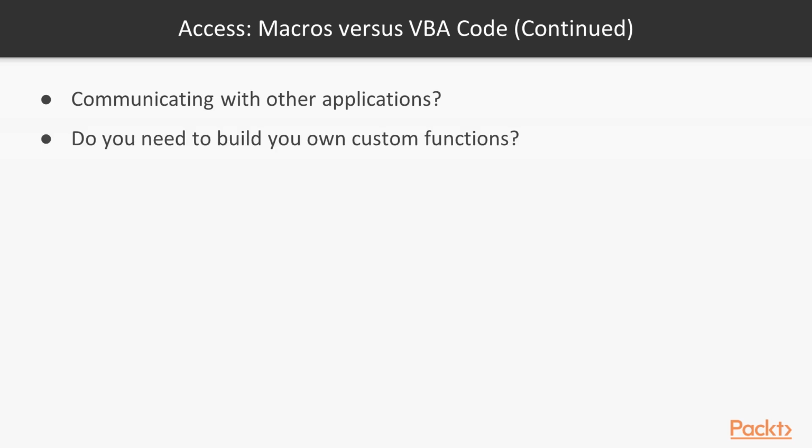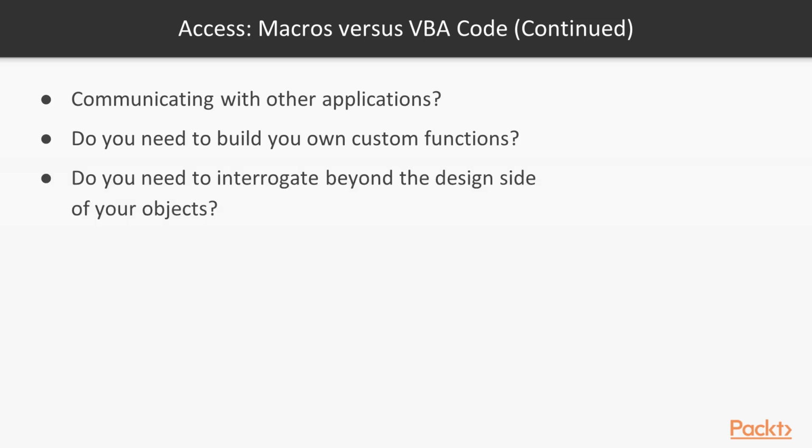Do you need to build a custom function? Access has many built-in functions which can easily be used, but once again, you may need to build a very specialized function that you wish to use across your Access objects. That means VBA code will provide the tools here for you. Do you need to interrogate beyond the design side of your objects? As already alluded, if you really want to interrogate an Excel spreadsheet, for example, or even another database system like an accounting system, VBA code is your only choice.